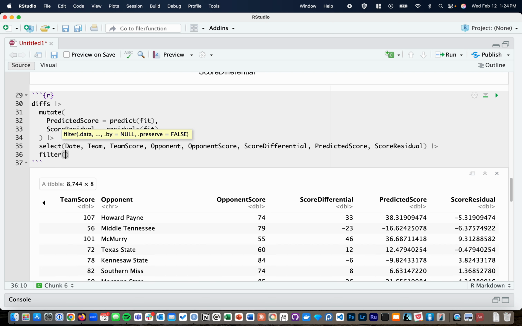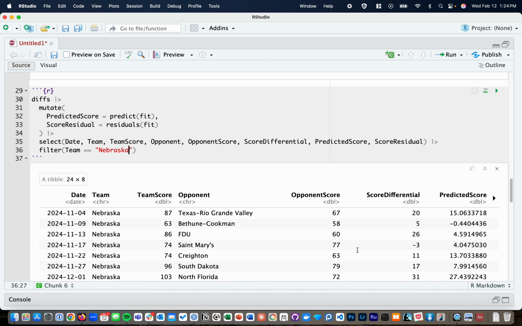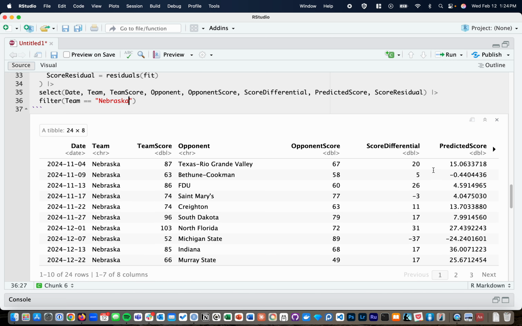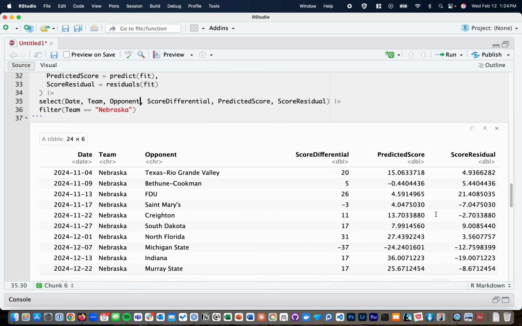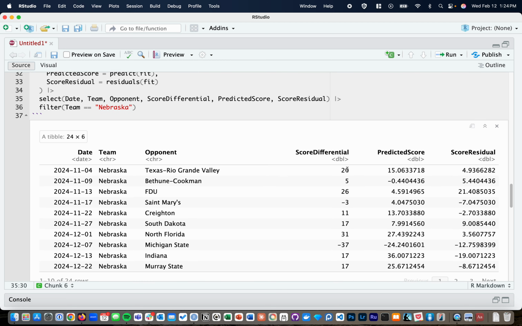So I'm going to filter where the team is equal to Nebraska. And, okay, Texas Rio Grande Valley. Tell you what, I'm gonna drop the scores out here, and maybe that will cram it all into one window that we can reasonably see. Yeah, there we go. So we beat Rio Grande Valley by 20. The prediction would have been 15 based on our shooting, so we overperformed.